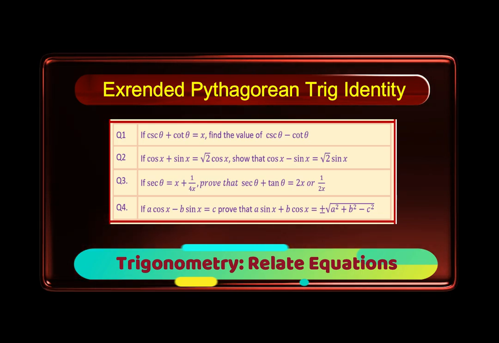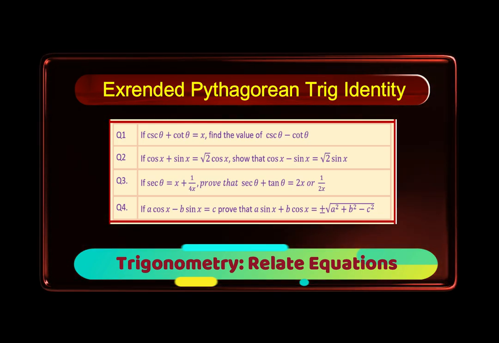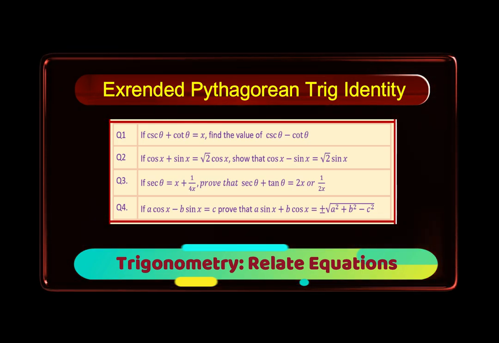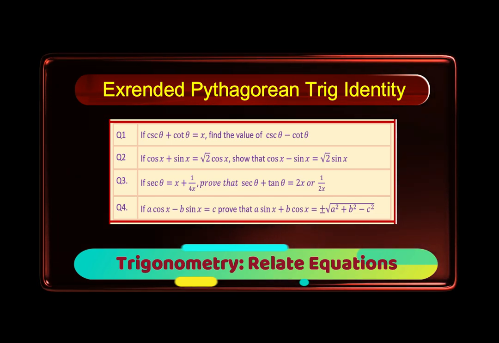Here is an excellent example based on Pythagorean trigonometric identity. We'll find the equations from the given conditions.